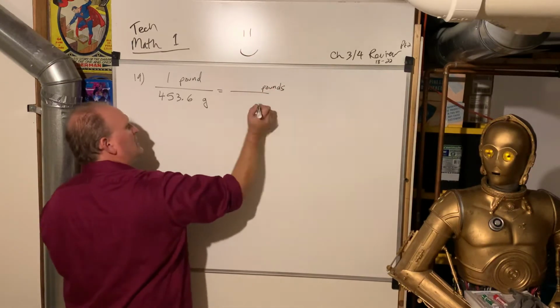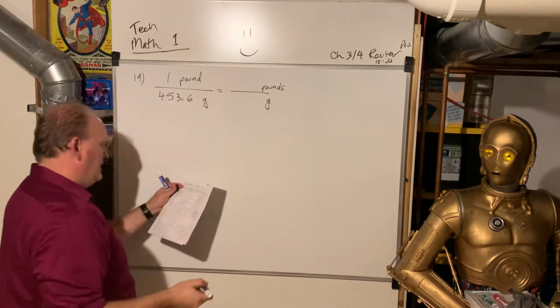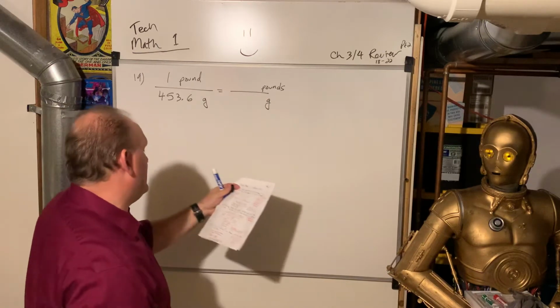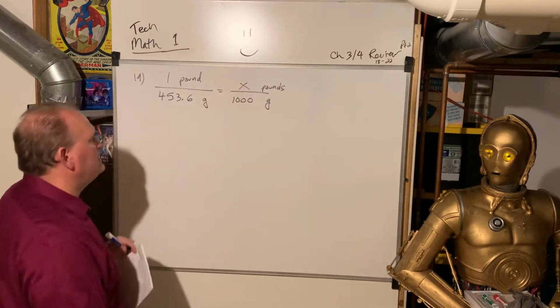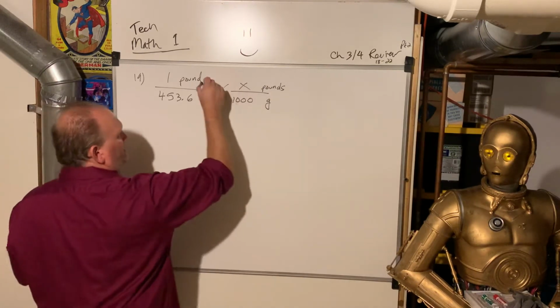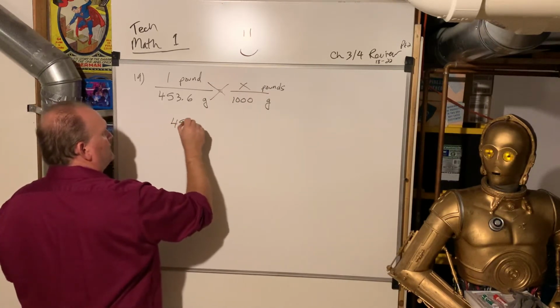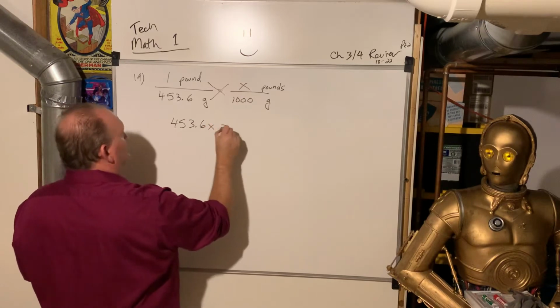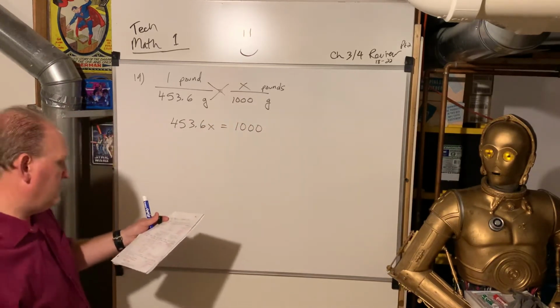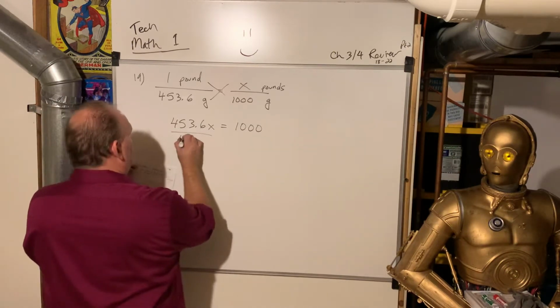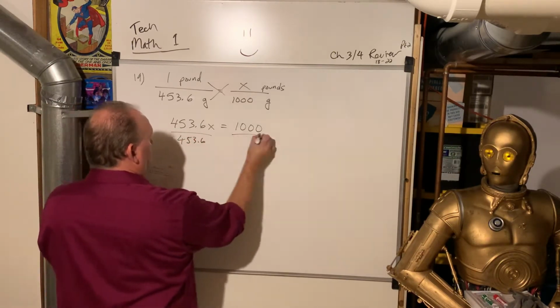grams across from grams, and then they gave us 1,000 grams. And that means X pounds. So we cross multiply and solve. 453.6x is equal to 1,000 times 1, which is 1,000. And then we divide both sides by 453.6.